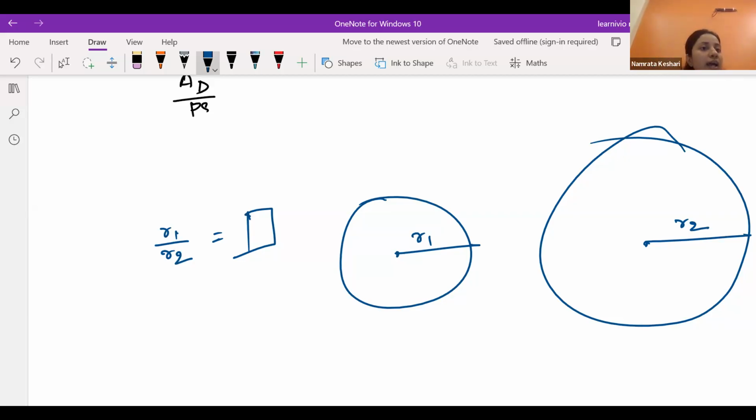But any two random circles will not be congruent, but they will be similar, because similar means one shape can be smaller, another can be bigger. While making it bigger, we are just maintaining a proper ratio. If one side I stretch double, another side I will also stretch double. That's how we are maintaining the sides.